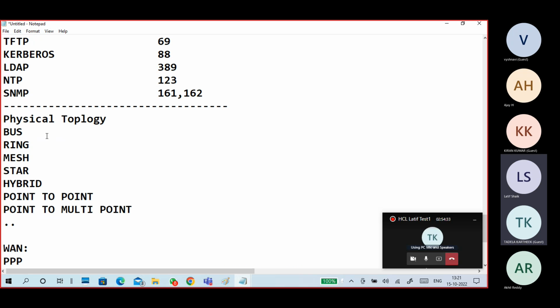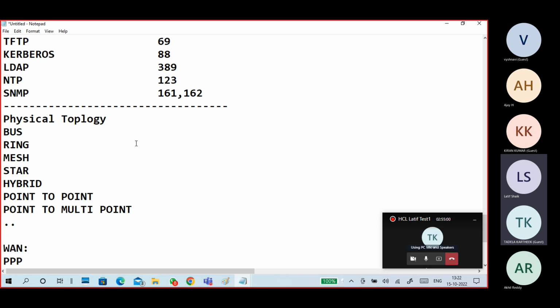Bus topology, there is a backbone wire. Devices are connected to a backbone wire. Ring topology, a PC is connected to the next PC, means one device is connected to the next device, and the last device is connected to the first device. It will form a ring. Ring will work either clockwise or anti-clockwise direction based on the configuration.